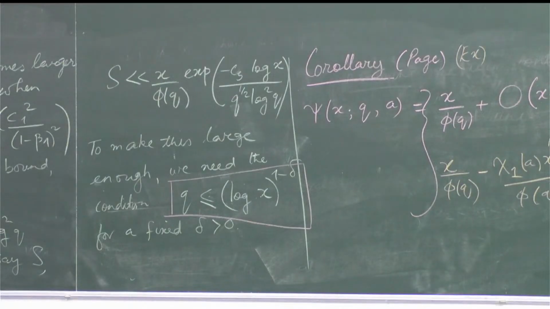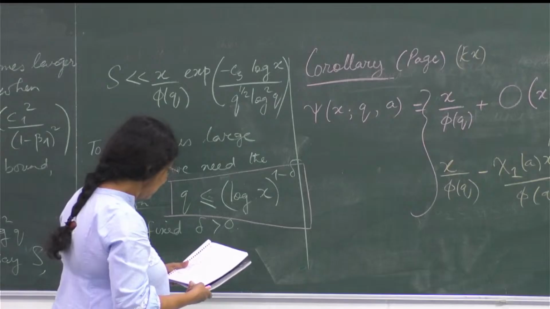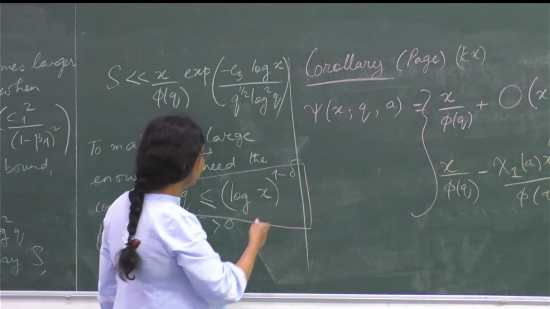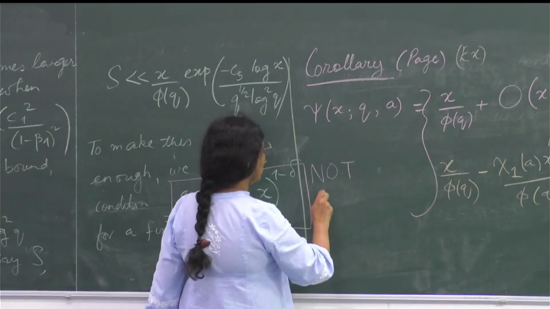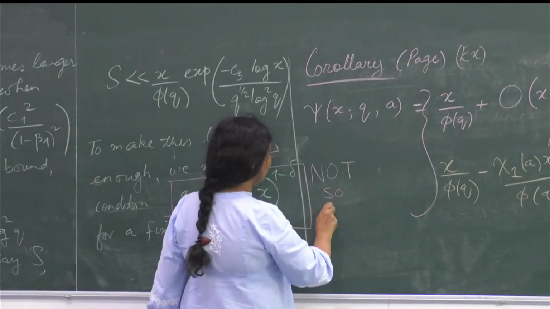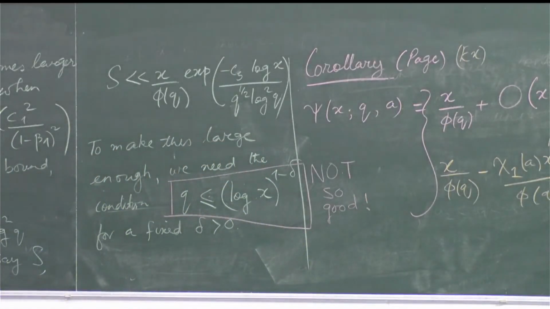So this is a constraint. This is not so good. You would like more Q to be included.